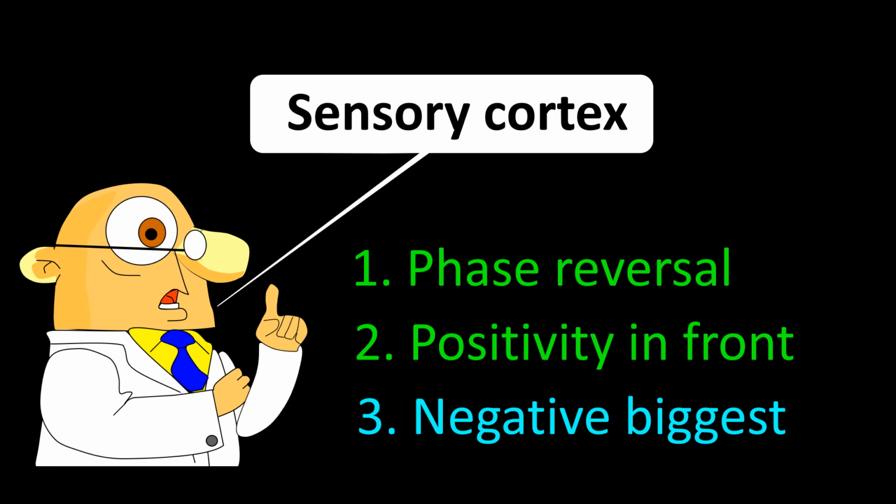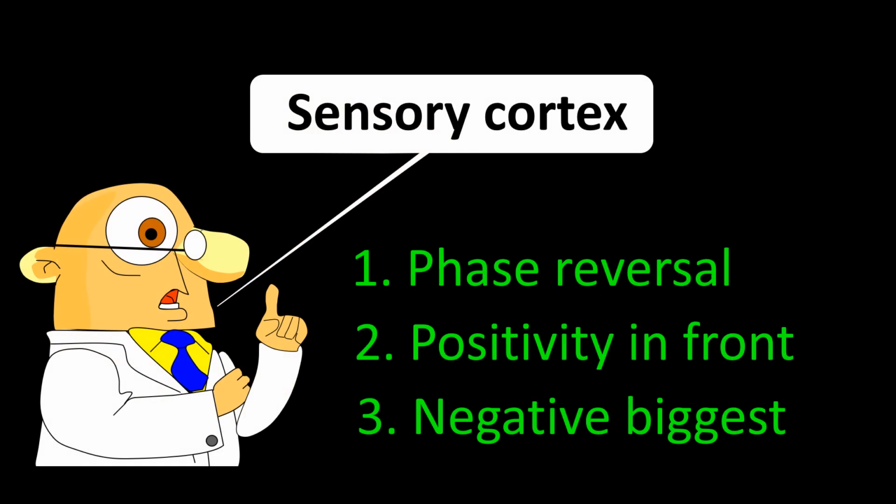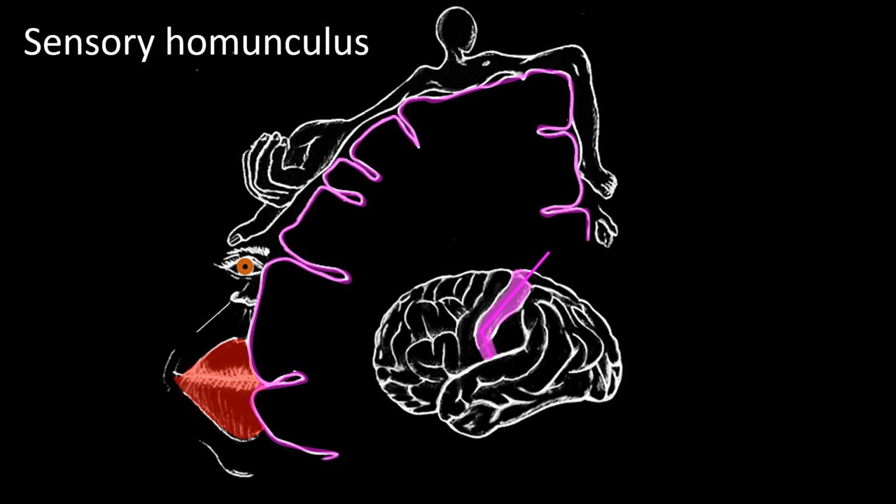and we move to the third criterion, negativity biggest. Using the same montage as we used for testing the second criterion, the waves are analyzed, and as you can see, the negativity is the biggest wave, thus confirming the location of the sensory cortex. By fulfilling the last criterion, we can determine that we are actually looking at the central sulcus in front of the sensory cortex.